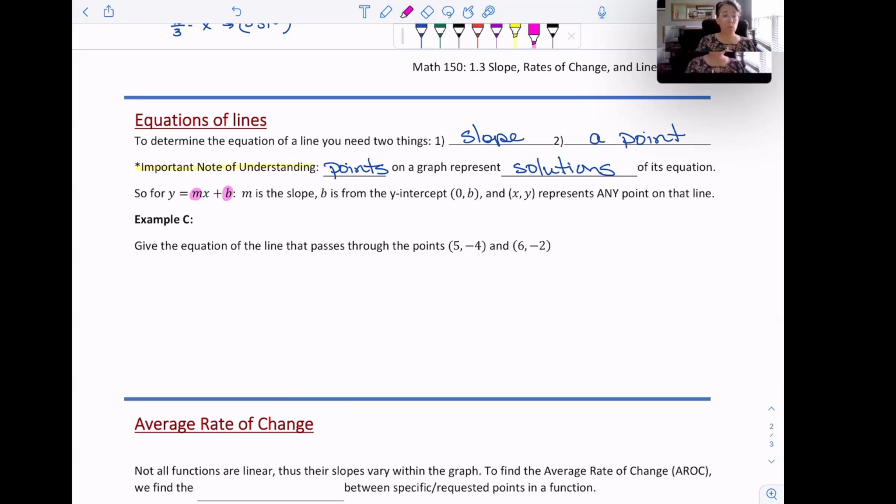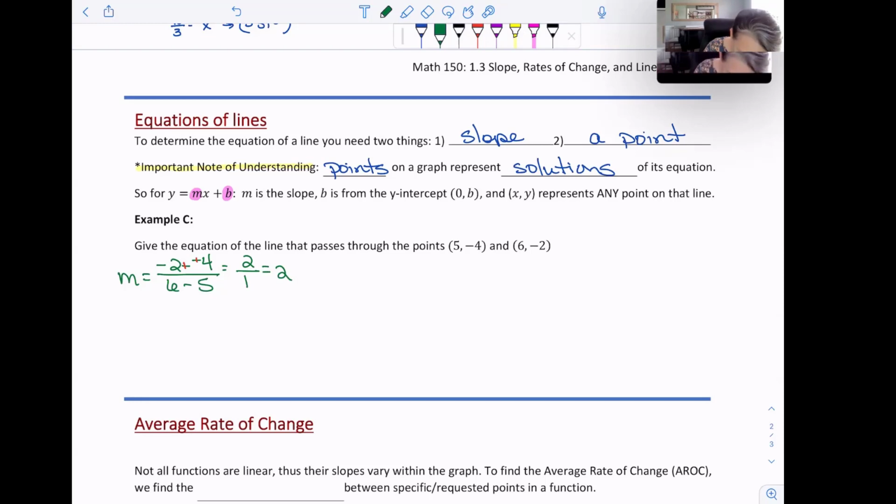In example C, they want us to give the equation of the line that passes through 2 points. So remember, in order to write the equation of a line, we need a slope and a point. But we can find the slope since we have 2 points. So let's do that first. Let's find the slope. Take negative 2 minus the negative 4, and 6 minus 5. Remember, minus a negative is plus a positive. So that gives us a positive 2 over 1. So we get a slope of 2.